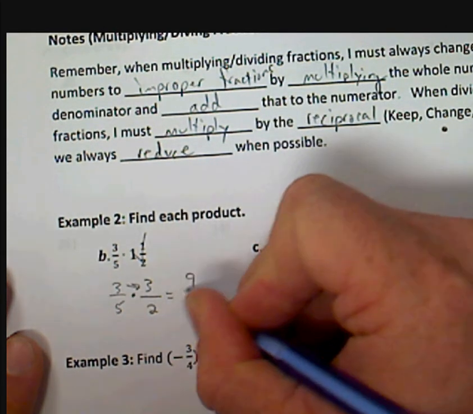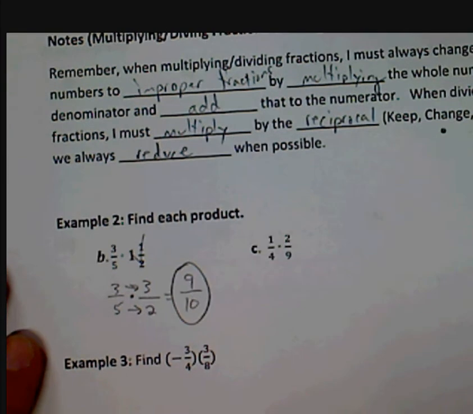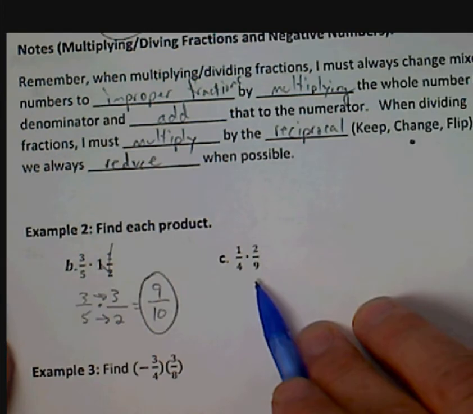3 times 3 is 9. 5 times 2 is 10. I cannot reduce. That is my answer. Letter C.